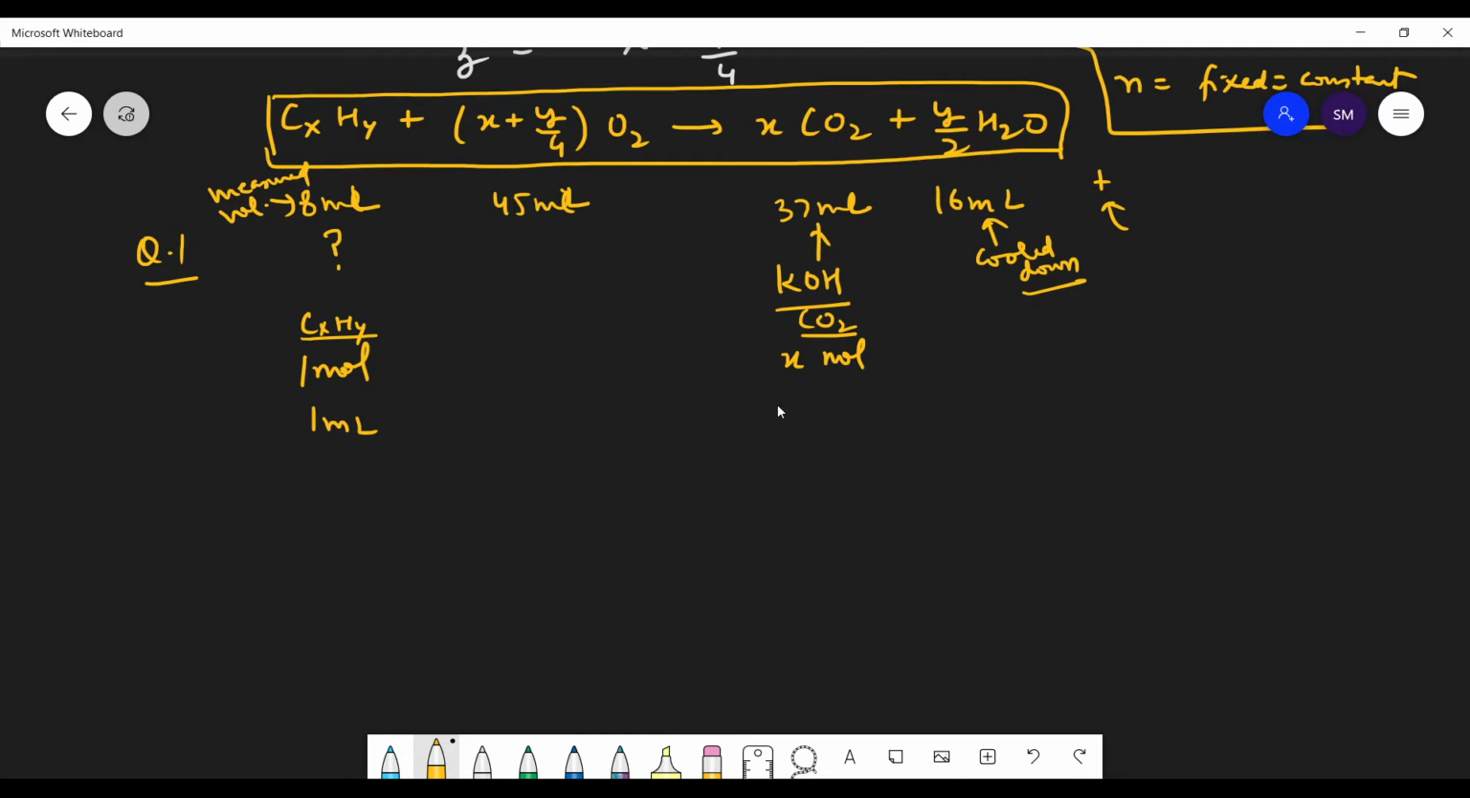And 1 ml will produce, see, this procedure will be the same for all the questions. So 1 milliliter will produce, instead of mole, XL. This is what we are doing according to Avogadro's law, because these are gases. Now if there is 8 ml, then here 8X ml. Is this clear? Yes. So this is for all the questions, same process.